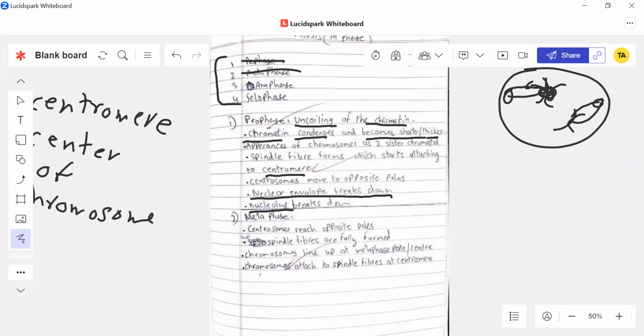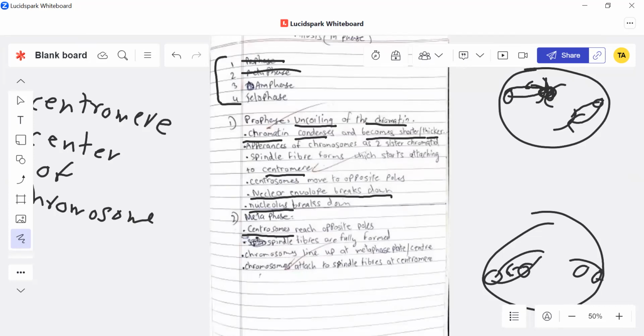Now, the first stage of mitosis is done. I'm done with prophase. Now comes metaphase. What is metaphase? The centrioles will reach the opposite ends. In prophase, the centrioles were moving to the ends of the cell, but now they are done. They've reached the ends of the cell. So the spindle fibers are fully formed, and the chromosomes line up at the metaphase plate, or the center.